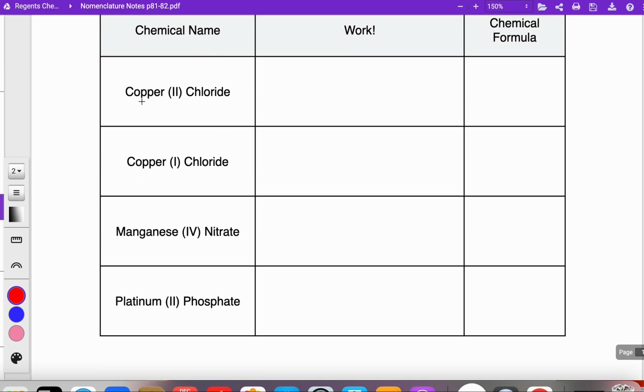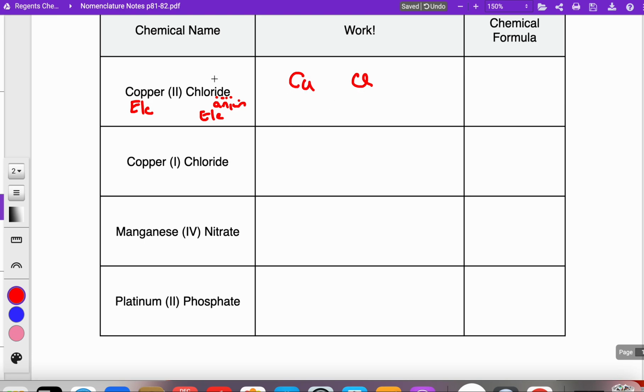We have a substance that says copper Roman numeral 2 chloride. Copper is an element, and we would look on table S for its symbol, and we would find that its symbol is Cu. Chloride is the anion name of an element that we know as chlorine, and chlorine's symbol is Cl. So we've matched the name to the correct symbols.